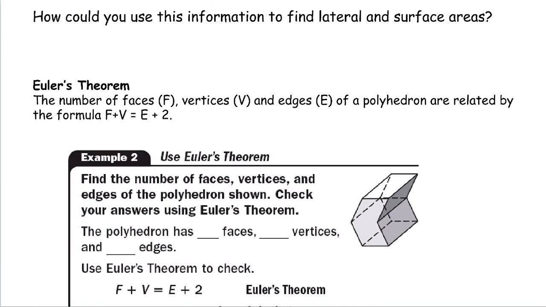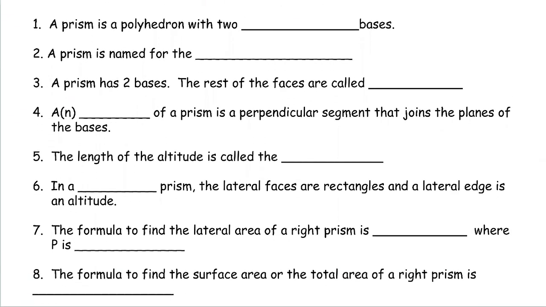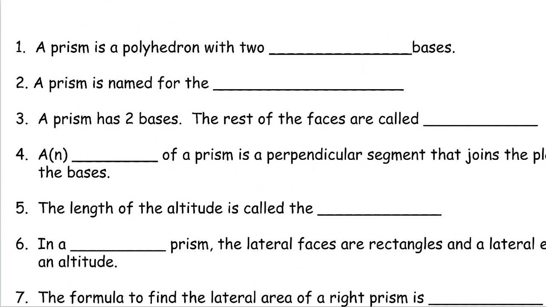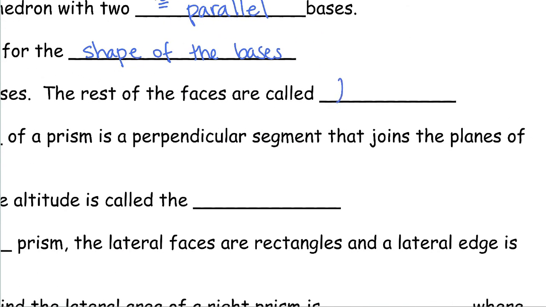So we're going to move past Euler's theorem and move down to some vocab. So a prism is a polyhedron with 2 congruent parallel bases. A prism is named for the shape of its bases. A prism has two bases. The rest of the faces are called our lateral faces.